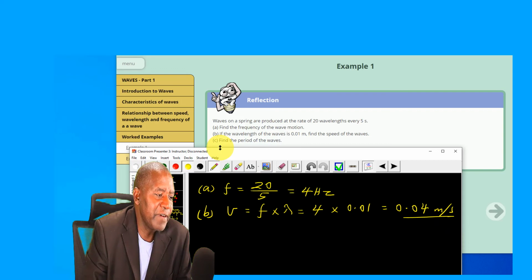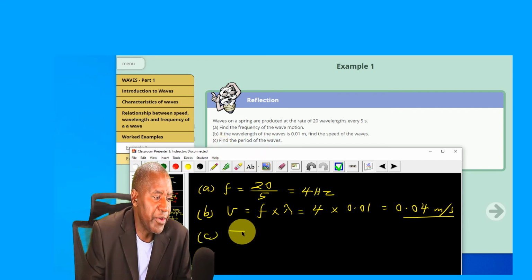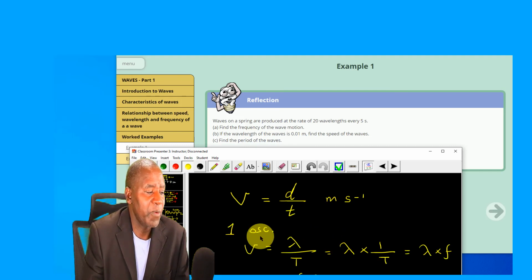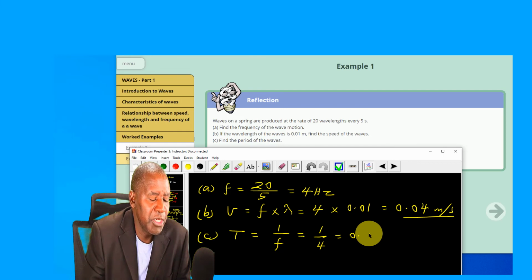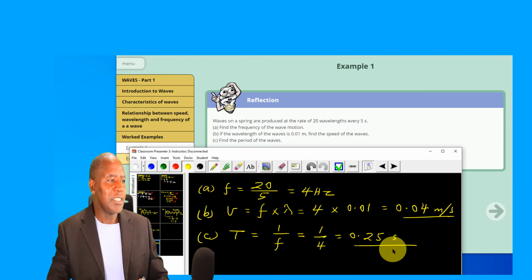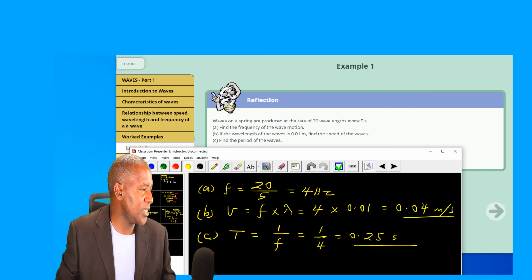And then finally, find the period of the waves. C. The period, which is T, is the inverse of the frequency. Again, we have just derived that here, so it's not such a big problem. So we are going to have 1 over 4, which gives us 0.25. What are the units? Seconds.